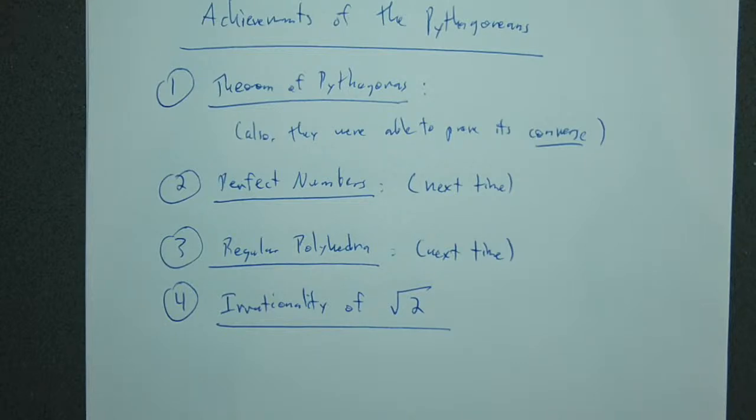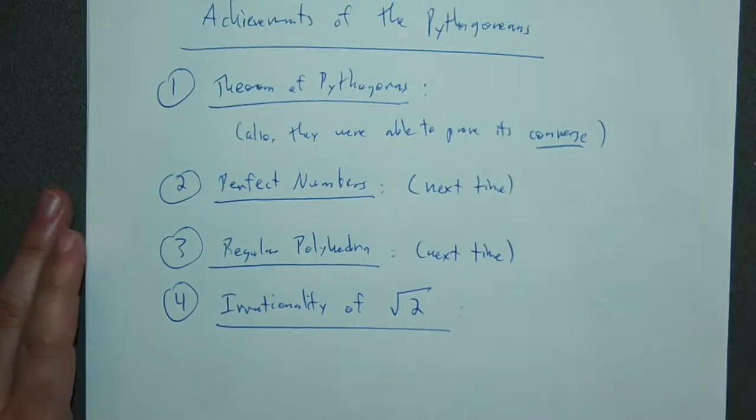Okay, so these are the big things. They had some other achievements I'll list here in a second. The irrationality of the square root of 2 is particularly important because what this means is that the square root of 2 cannot be expressed as a ratio of two whole numbers. Now, how would you show such a thing? By contradiction. You would assume that it could and then arrive at a contradiction. So they knew that it couldn't be rational. Rational means it can be expressed as a ratio of whole numbers.